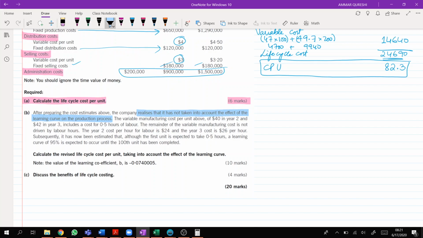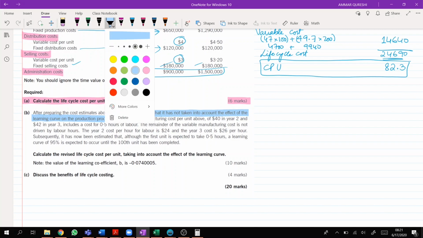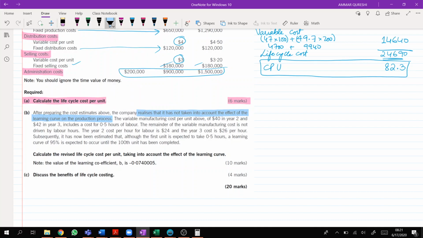Why? Because, suppose the first unit will require 2 labor hours, so you will consider that all units will require 2 labor hours. Although in a practical situation, all units will not require 2 labor hours because labor is learning, right? That's basically the issue. So the problem is that they couldn't take account of this learning curve effect on the variable manufacturing cost per unit above.